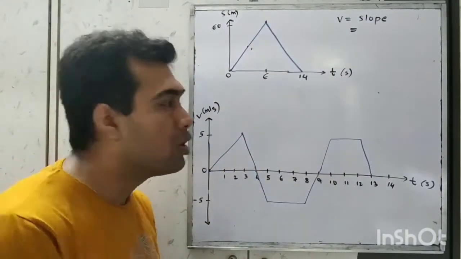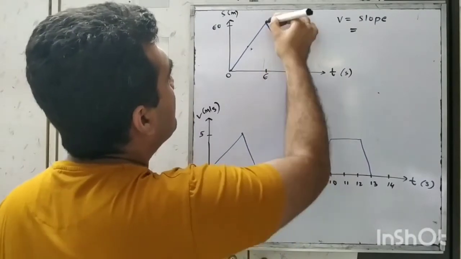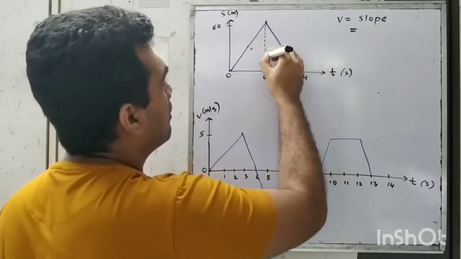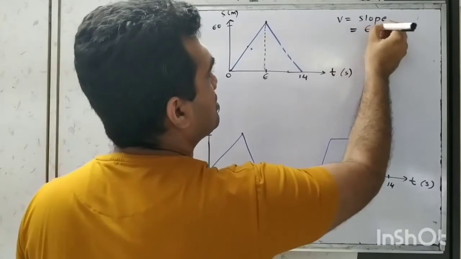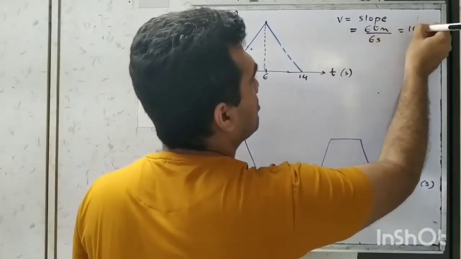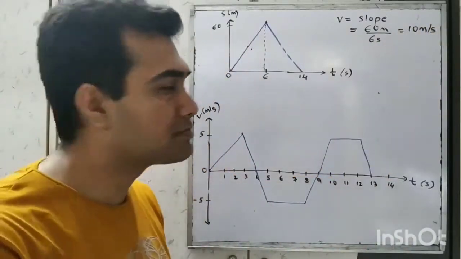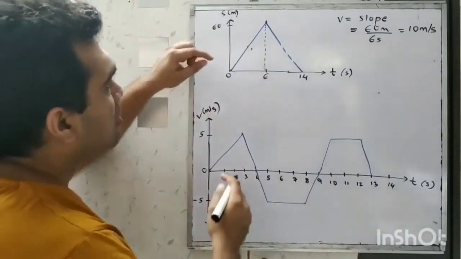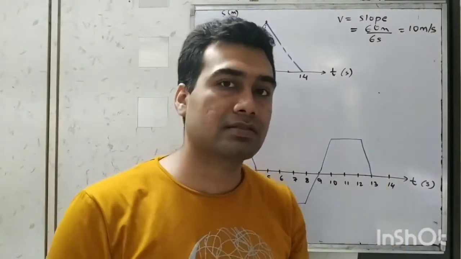That's it. What is the height out here? It is 60 meters. 60 meters is the height. And what is the base here? 6 seconds. So the answer is 10 meters per second. Simple. That is the velocity for the first 6 seconds.